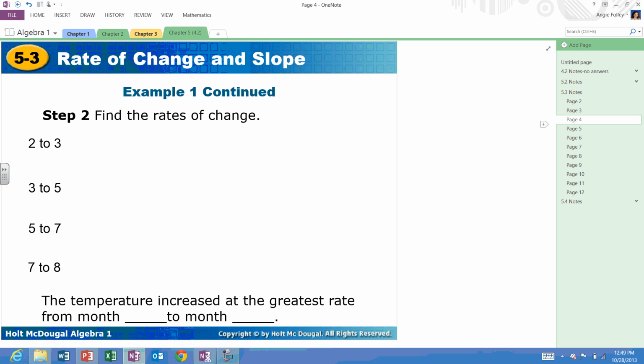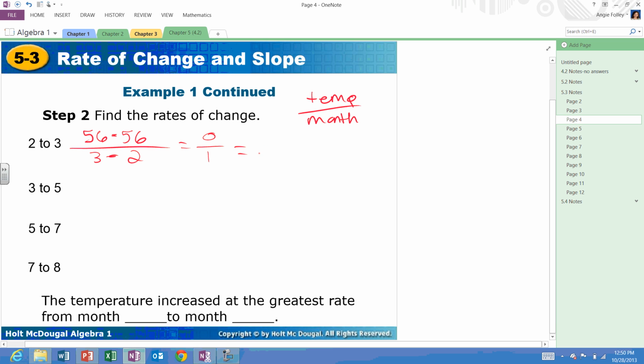So that's going to be our change in temperatures over our change in months. Okay, so for this first one, from 2 to 3 months, it went from 56 to 56 degrees. So it's 56 minus 56 over our change in months, which was 3 to 2. So that's a change of 0 over 1, so our change is 0. So notice how I take the second one and subtract the first one.